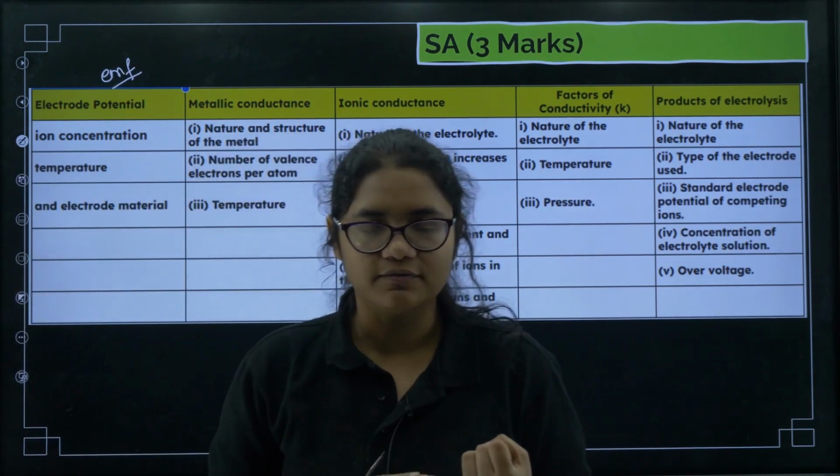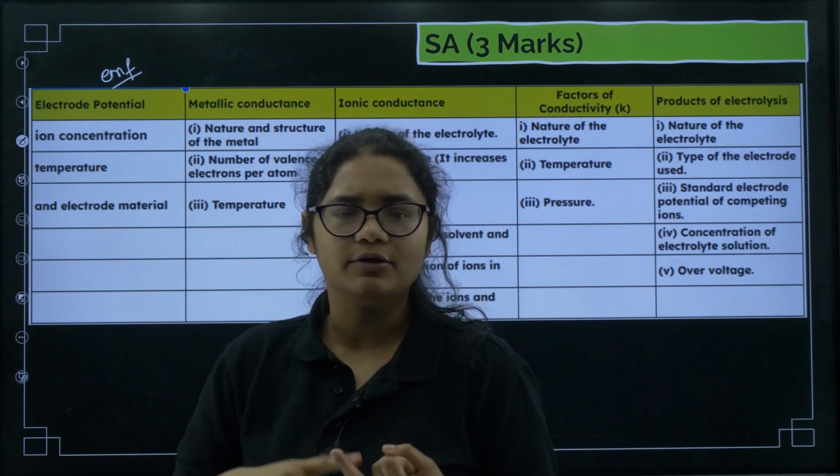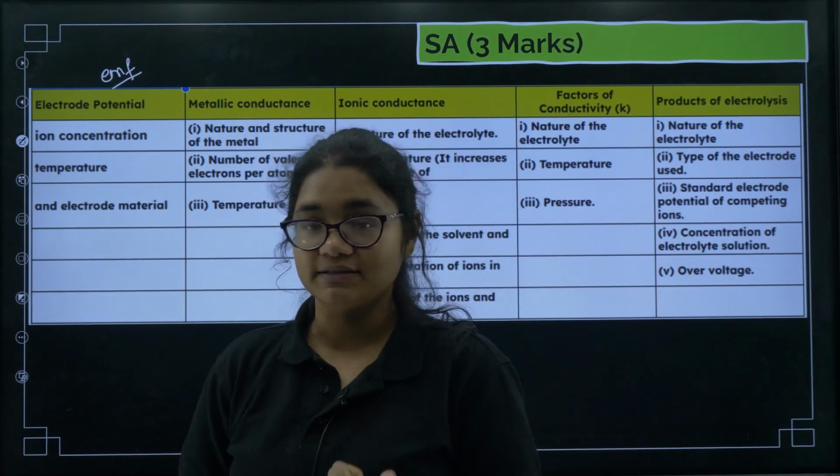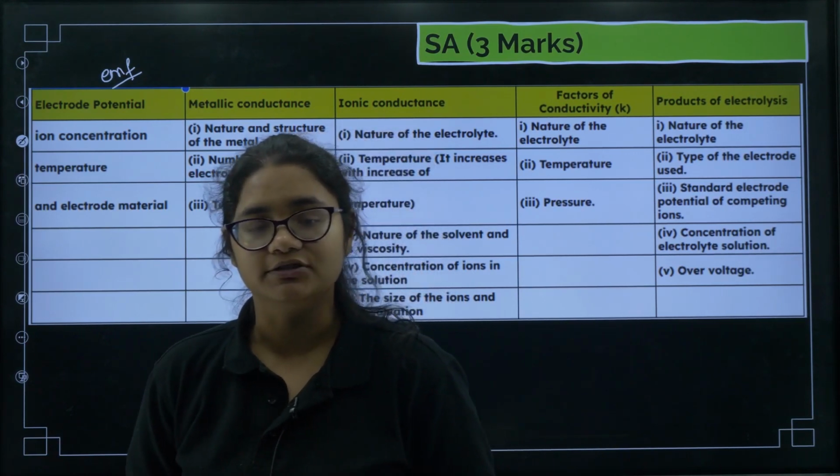You have concentration of the ions, you have temperature, and you can write down the nature of the electrode material. That is what the EMF of the cell will also depend on, and the electrode potential will also depend on.